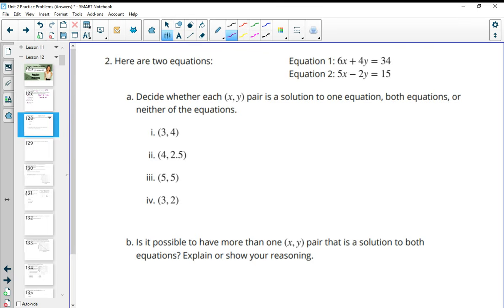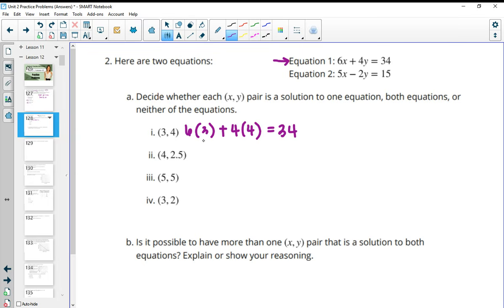Number 2, here are two equations. Decide whether each XY pair is a solution to one, both, or neither of the equations. So we're going to just plug these in. I'm going to do this first equation in purple. So we're going to do 6 times the X value, so 6 times 3, plus 4 times the Y value, which is 4. And that should equal 34 if this is a solution.